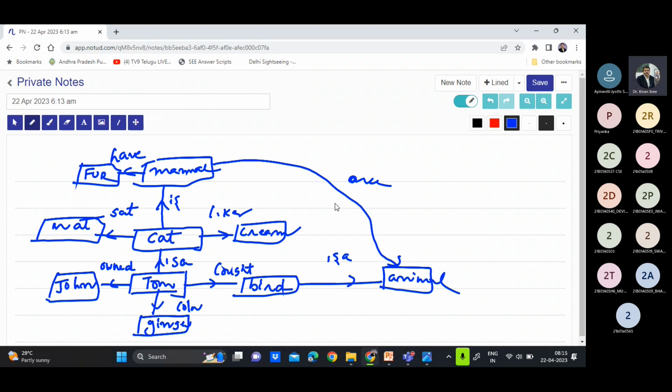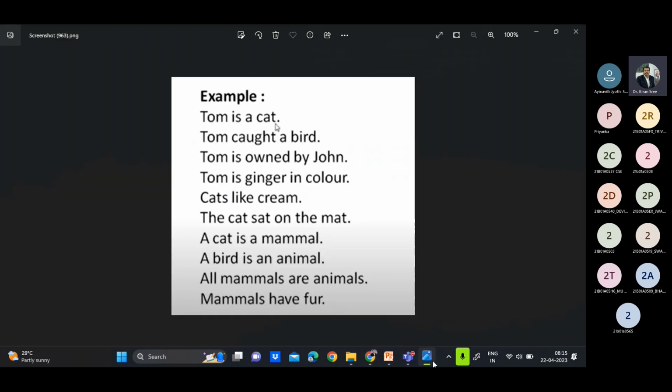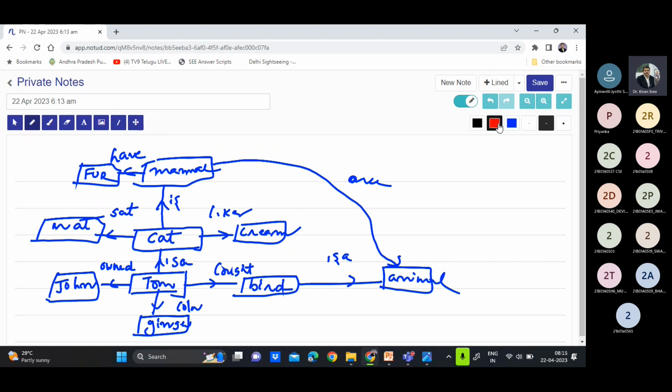So the question that they have asked is to draw the semantic network for this particular set of connected statements, and we have drawn that. Then what type of inferences can you get from this diagram? Can somebody tell me what the inferences are? Does Tom have fur? Is that a valid inference?